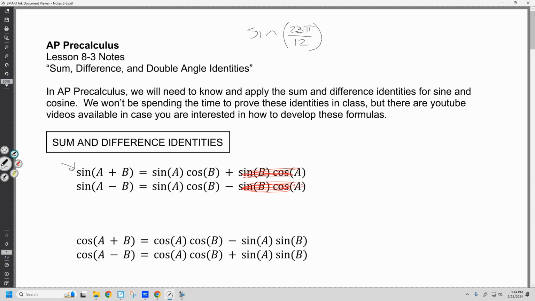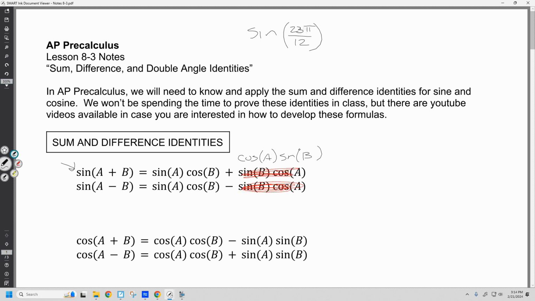cosine of the first angle, sine, second angle. I like to keep the angles AB, AB. You will see, for the cosine sums and differences, they are in AB, AB format. So I think what helps students to remember this is having it in AB, AB format.